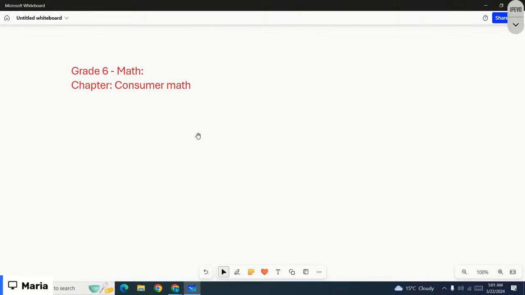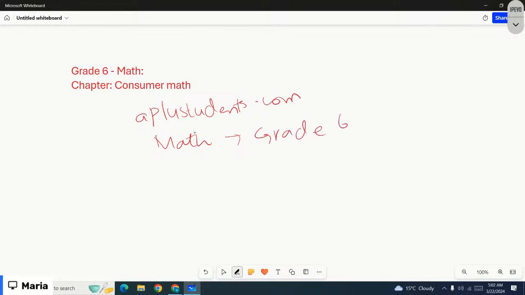We are here for grade 6 math. You can find all the lessons on aplusstudents.com. You have to log in there using your email address and password as provided by the administrator. Then select math from the subject tab, scroll down to grade 6, and then click on view all lessons. There you can find a list of the chapters. We're going to start with the chapter consumer math.